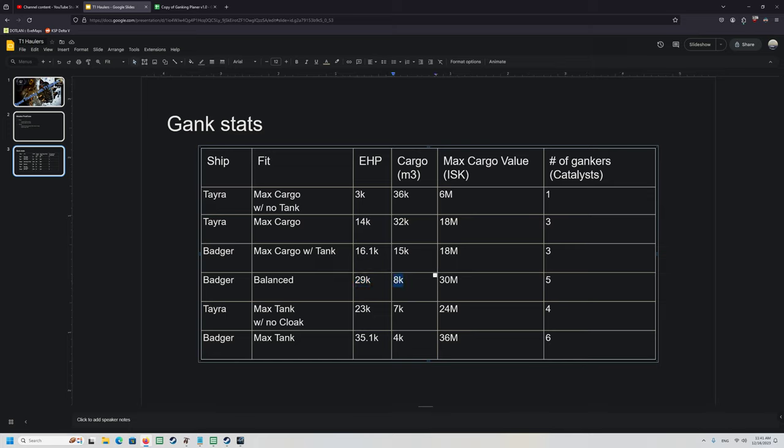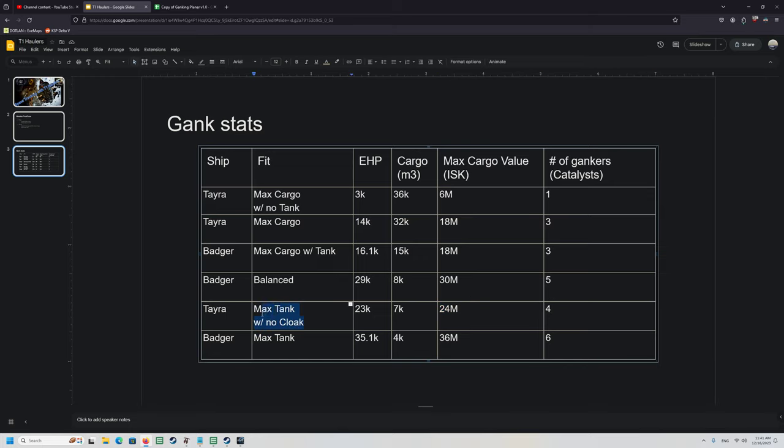Of course, it can only hold 8,000, but if you look at this cargo value, you can fit significantly more cargo value in this, just from that added tank that you get. It takes 5 gankers to kill this ship. Now, if you take away the cloak from the Tyra, which I do not recommend, it allows you to fit a max tank. With that max tank, it gives you a very good EHP. You can carry a decent amount of cargo value, and it requires 4 gankers.